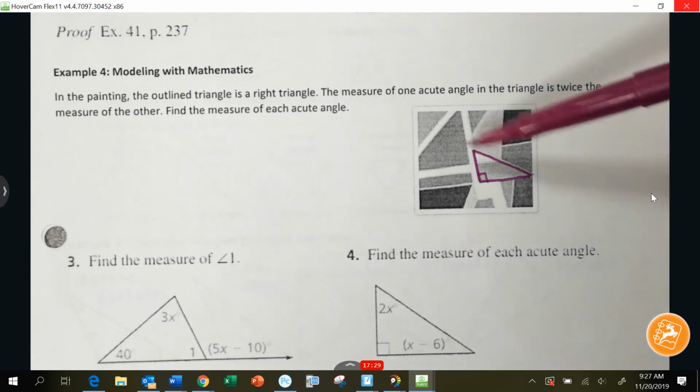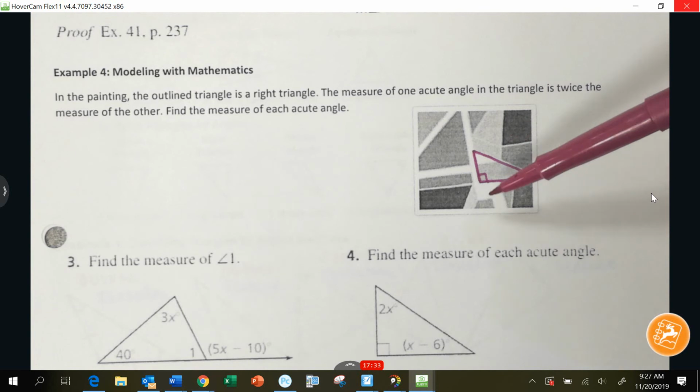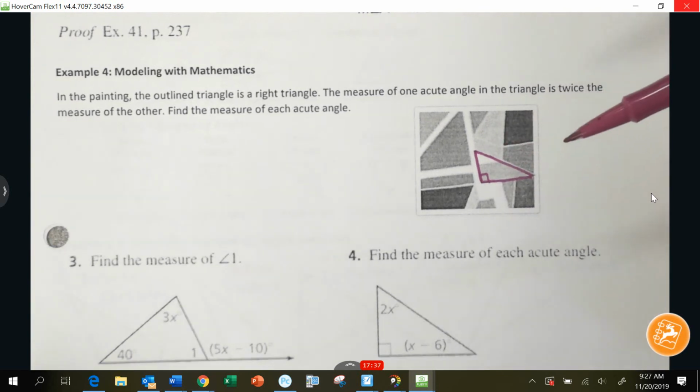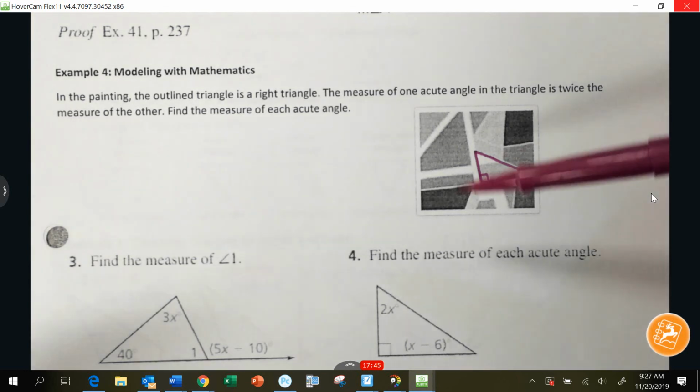Do you know the measurement of either of these angles? 90. Oh, that one. Yeah, you know all of them. How do you know it's 45? Oh, wait, no, the other two add up to 90. It's not 45. They could be. That one's 90. This one's definitely 90.